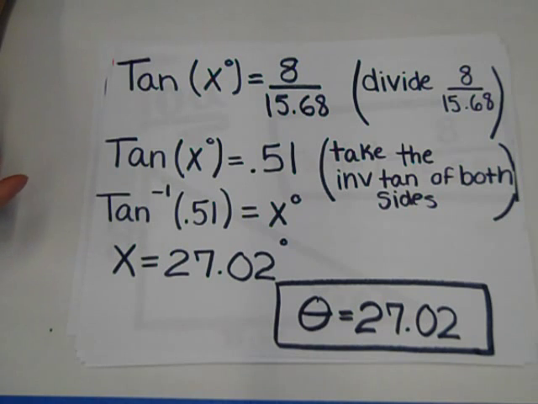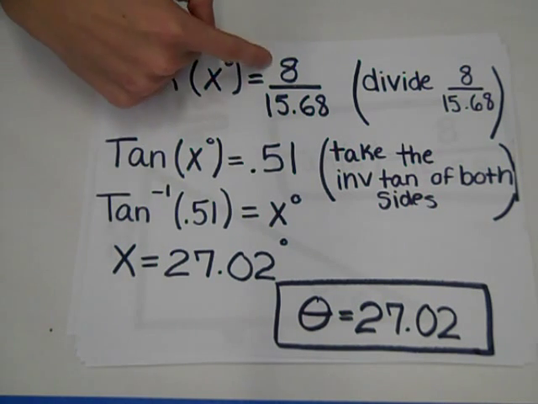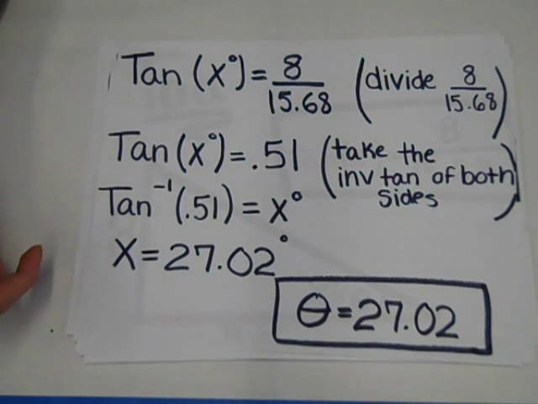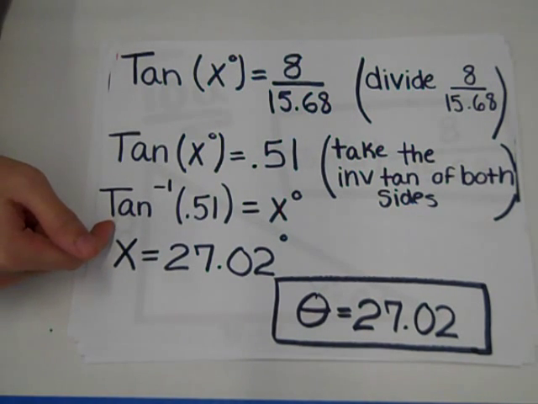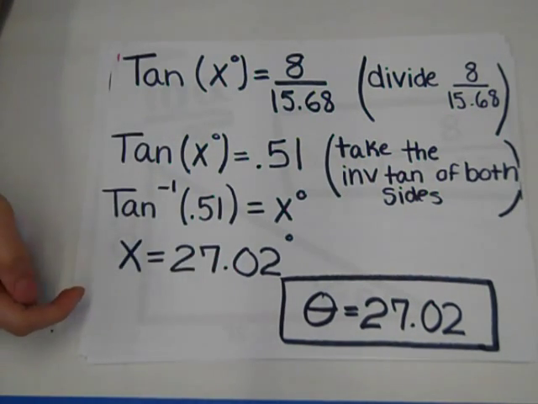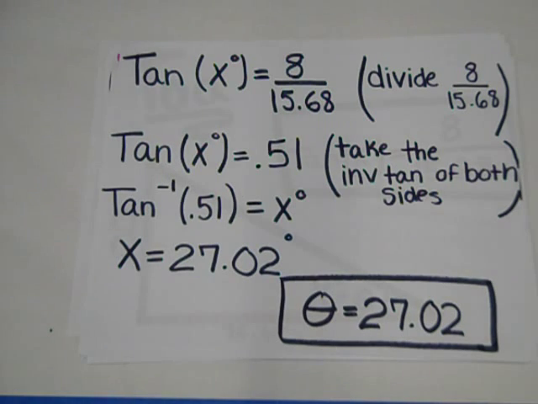The first step is to divide 8 by 15.68. This now leaves you with tangent of x is equal to 0.51. Now you take the inverse tangent of both sides. Now you have x is equal to 27.02. To conclude, we have found the unknown angle to be approximately 27 degrees.